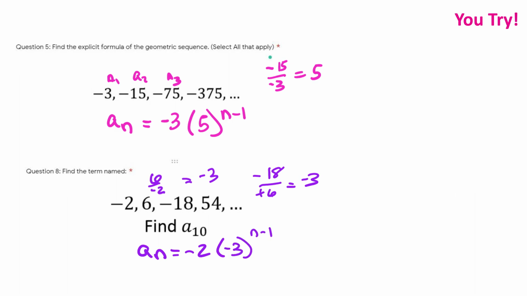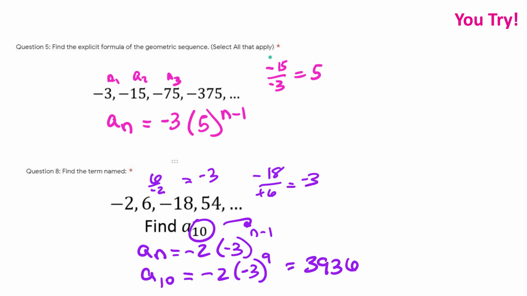So my a sub n is equal to negative 2, which is my starting value, times negative 3 to the n minus 1. Now I plug in 10 for n, and I get a10 is equal to negative 2 times negative 3 to the 9th power. And I get my answer as 39,366.